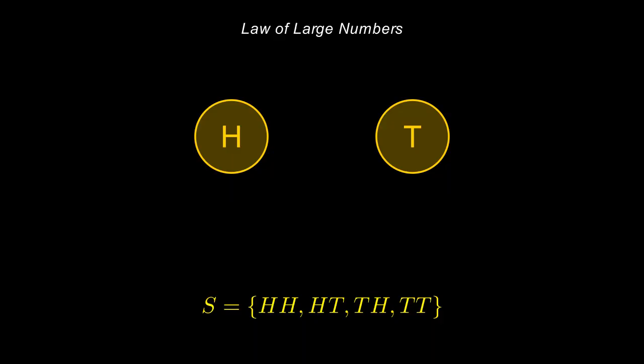According to the law of large numbers, as the number of trials increases, the actual results will converge to the theoretical probabilities defined within these spaces.